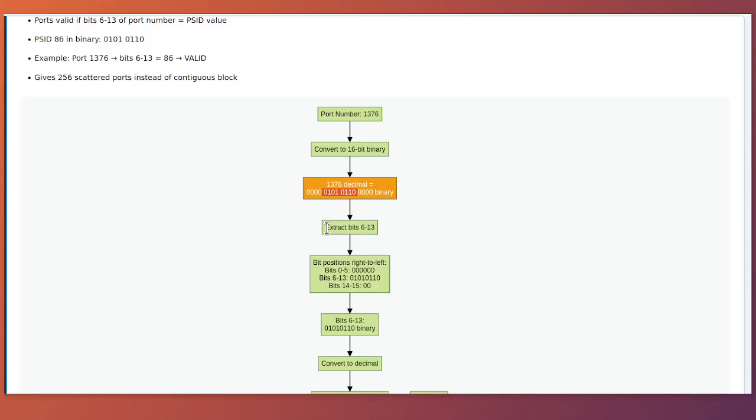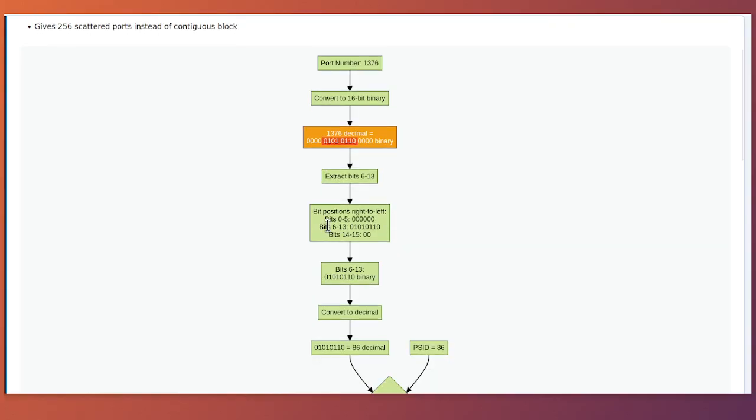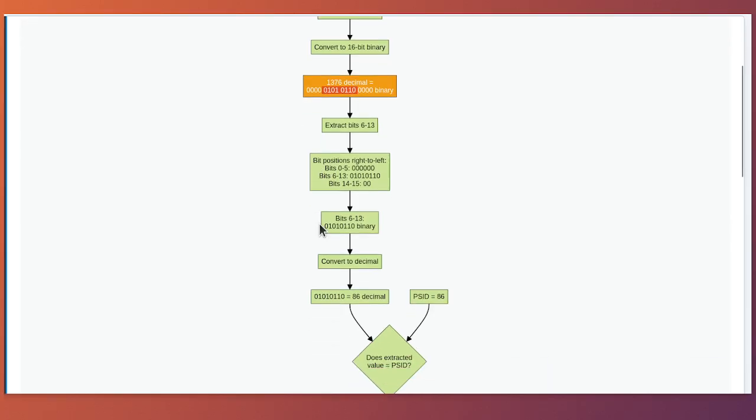This method gives the customer 256 ports scattered throughout the port range based on the bit pattern, rather than one contiguous block. The advantage is that every PSID gets access to some low-numbered ports, some medium ports, and some high ports, which can improve application compatibility.